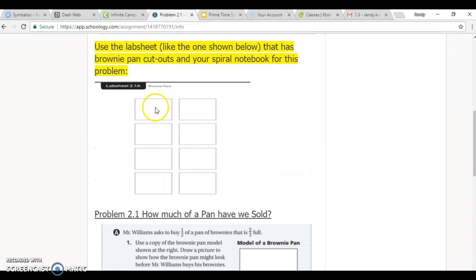So, you'll be using this lab sheet. You may also want to put some of the work in your spiral notebook.